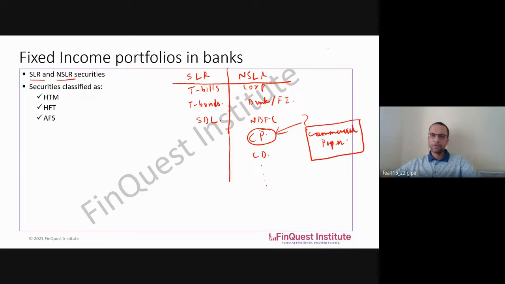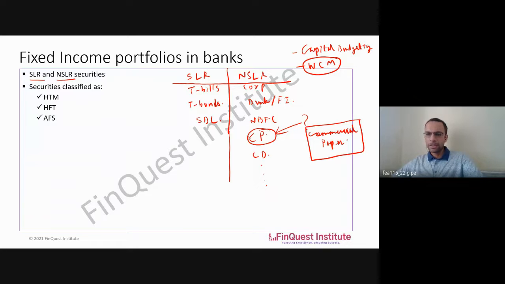So maybe as a part of your financial management, or maybe as a part of your corporate finance, you may be introduced to the idea of capital budgeting and working capital management. So from a working capital management perspective, CPs are important instruments which are used to fund in the short term. So the maximum tenor for commercial paper does not exceed beyond 1 year.